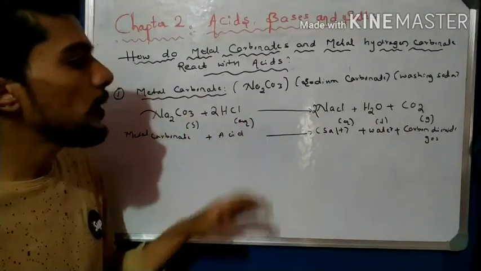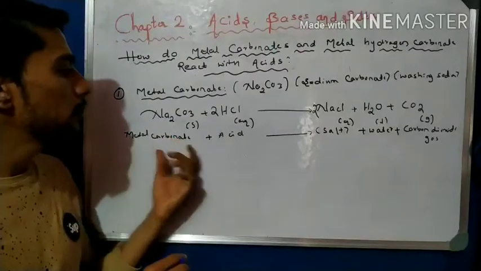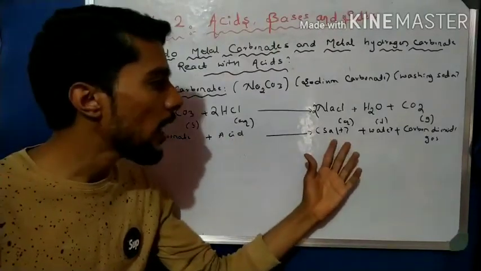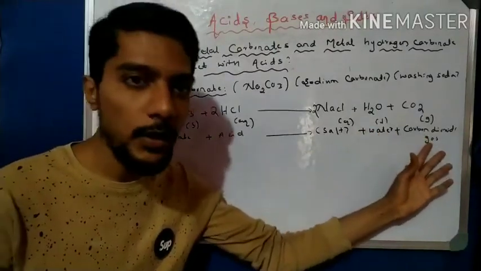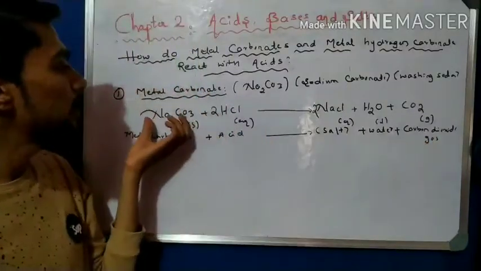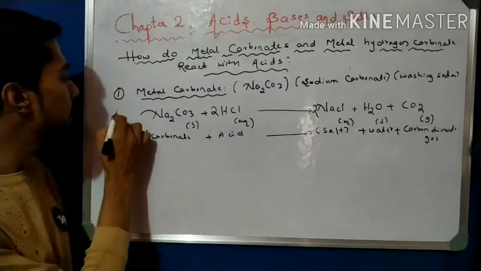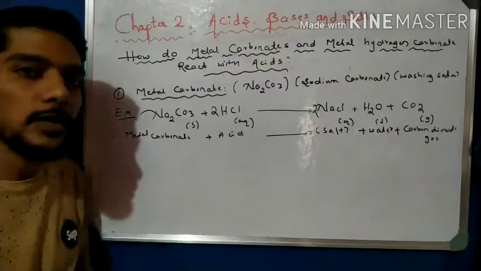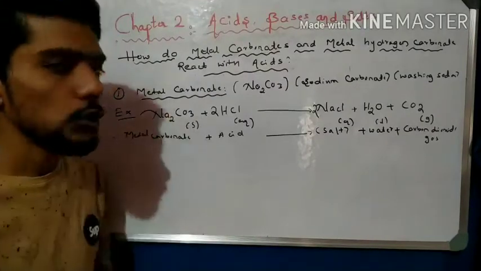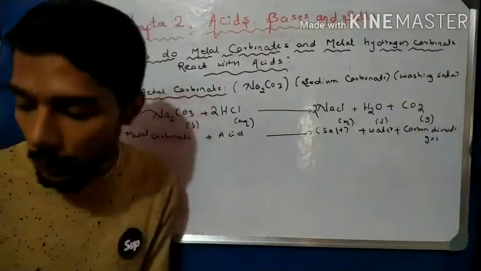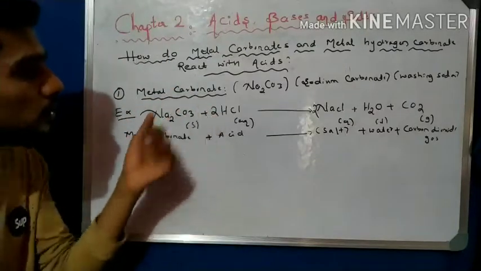You have to put simply this reaction: metal carbonates plus acid gives salt, water and carbon dioxide. For example, take this reaction. It is a general reaction and it is an example. I take the metal carbonate as sodium carbonate, washing soda. So this is number 1. Write down this one.